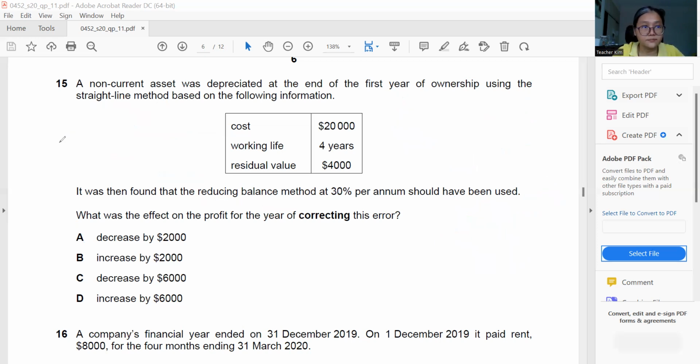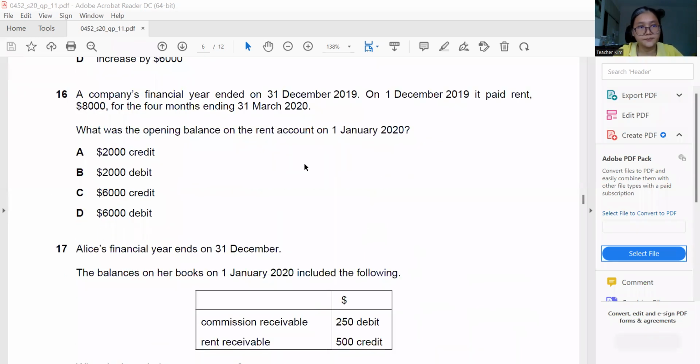Now next. The company's financial year ended on 31st December 2019. On 1st December 2019 it paid rent of 8,000 for 4 months ended 31st March. What was the opening balance on the rent? Okay, we open the T account. This is the rent. So the company's financial year ended 31st. On the 1st December 2019, it paid rent 8,000. So this is a bank.